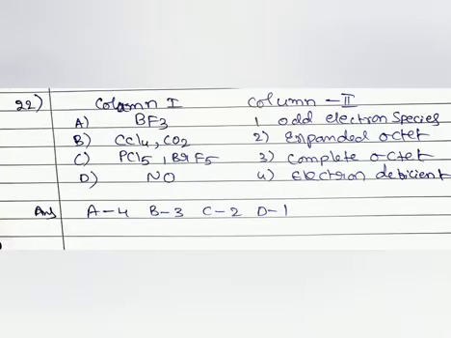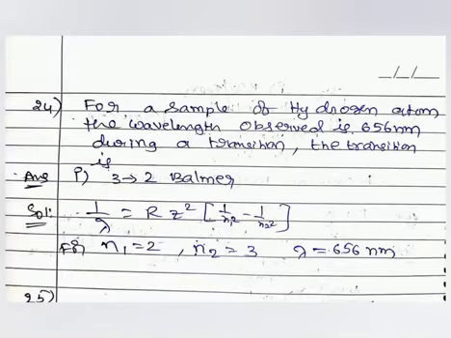Next one, the first year topic, octet rule limitations, where BF3 is an electron deficient compound, CCl4, CO2 is complete octet, PCl5, BrF5 expanded octet, and NO is odd electron species. Direct question.